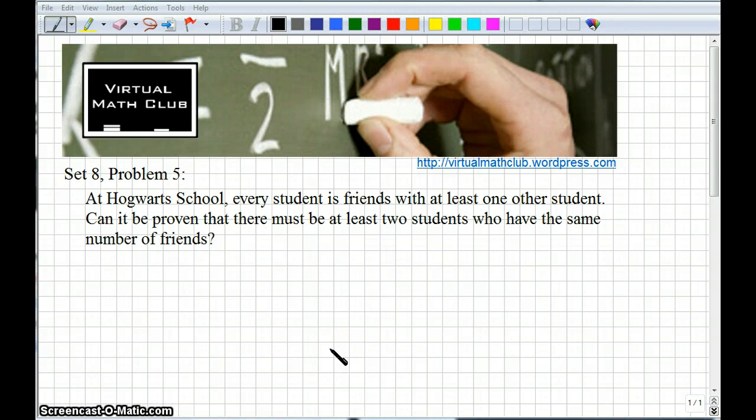Alright, problem number 5 says that at Hogwarts School, every student is friends with at least one other student. Can it be proven that there must be at least 2 students who have the same number of friends?